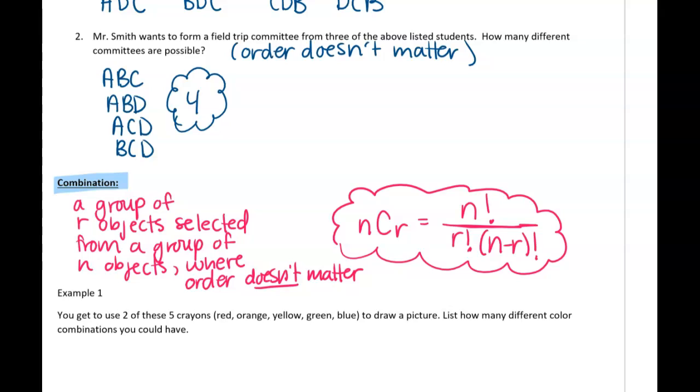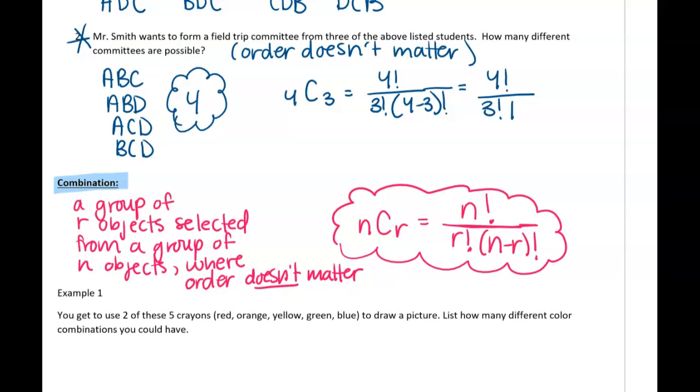So now back to number 2 here. Since order doesn't matter, we're having 4 and we're choosing 3 of them, but order doesn't matter. And so that ends up being our n is 4, so we have 4 factorial. Our r is 3 times 4 minus 3 factorial, which is 4 factorial over 3 factorial times 1 factorial. Okay? So this is 4 times 3 times 2 times 1 over 3 times 2 times 1 times another 1. So this is just 4, which is what we got making our list.